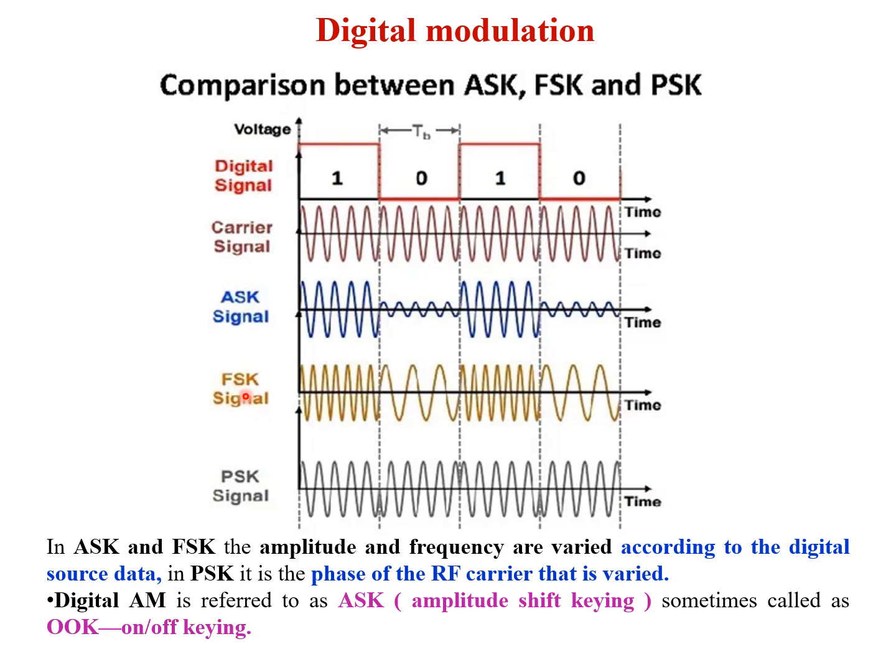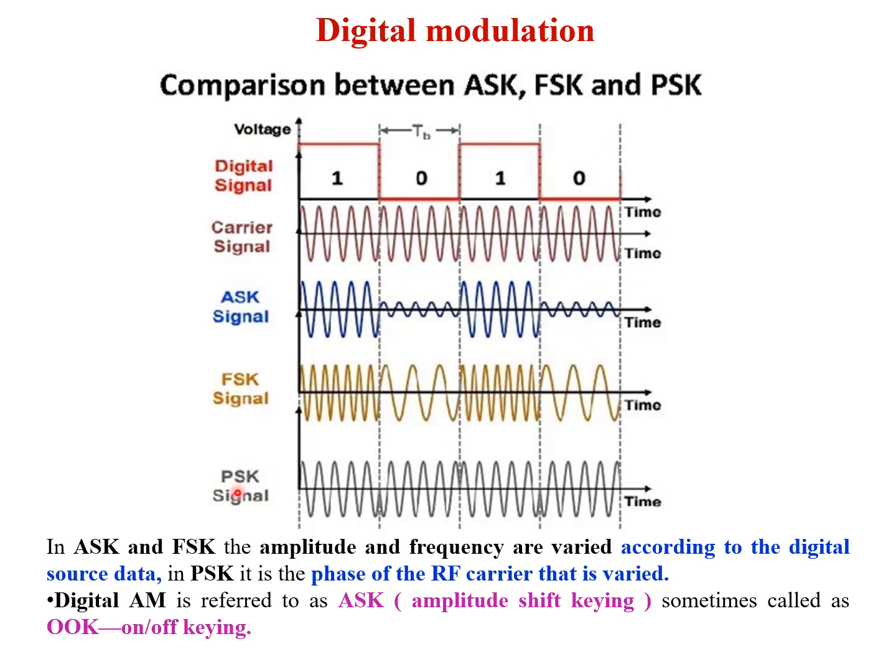In FSK, that is frequency shift keying, this is the digital version of FM. Binary 1 is represented by a high frequency signal and binary 0 is represented by a low frequency signal.